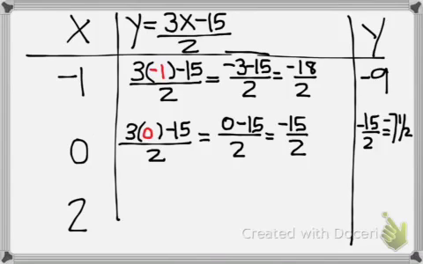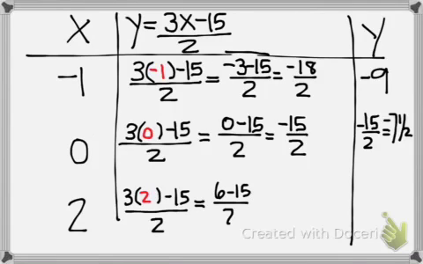Our last number is 2. Plug in parentheses first. X equals 2, so I'll replace my parentheses with the 2. 2 times 3 is 6. 6 minus 15 is -9. So y equals -9/2, or -4 1/2.